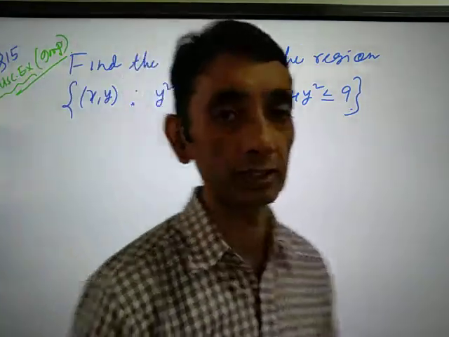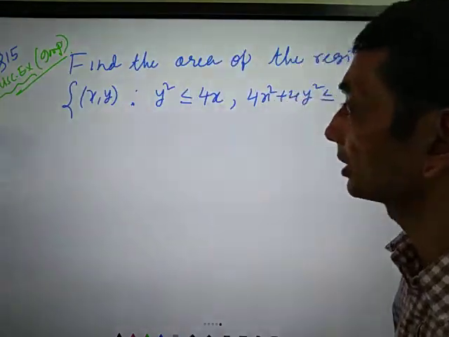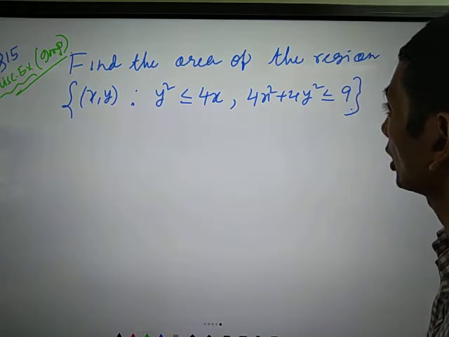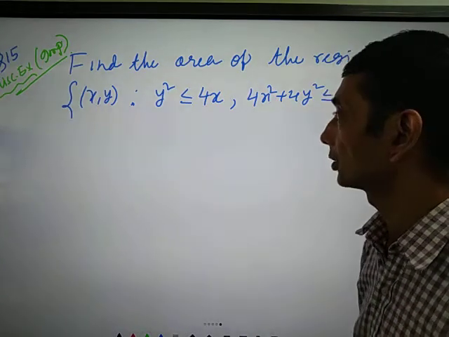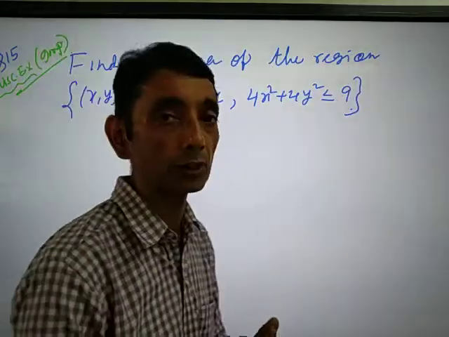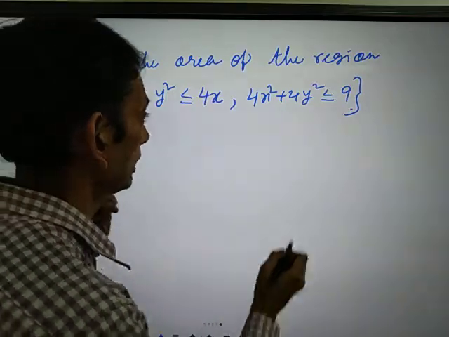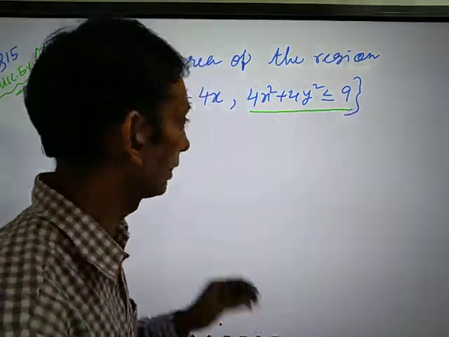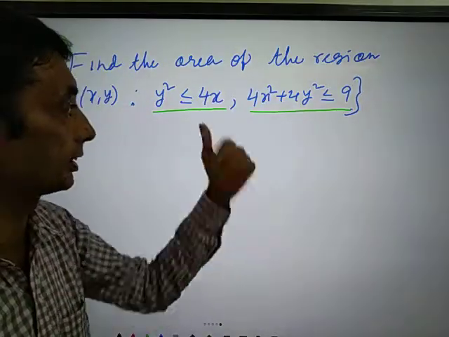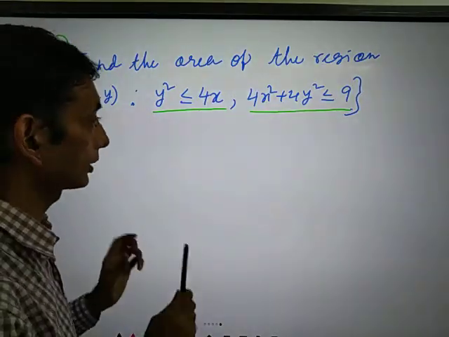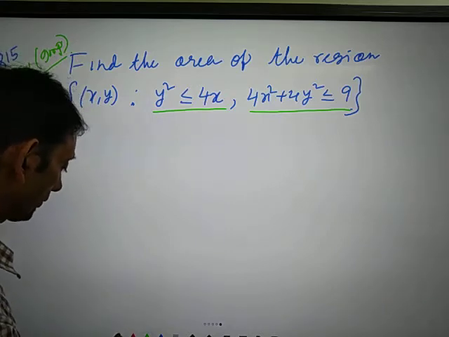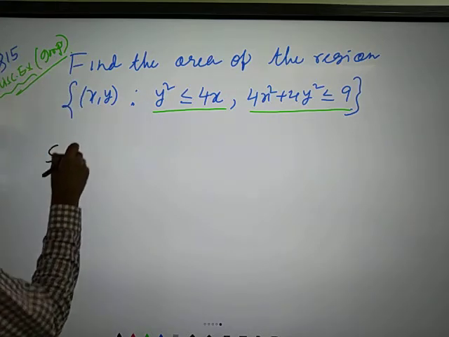we'll discuss this question. This is question number 15 of the chapter 8 miscellaneous exercise. That is, find the area of the region y squared less than or equal to 4x and 4x squared plus 4y squared less than or equal to 9. And since I have seen that even in boards they keep asking this type of question, and in JEE Mains also these questions are asked, I thought let us discuss these questions. So first we'll solve this way.